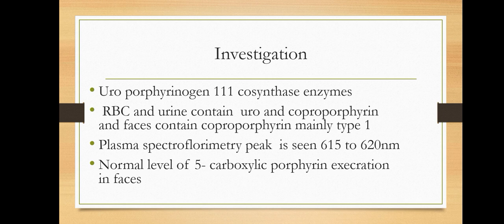Plasma spectrofluorometry peak is seen at 615 to 620 nanometers. Normal level of 5 carboxylic acid porphyrin excretion in feces is another important investigation.